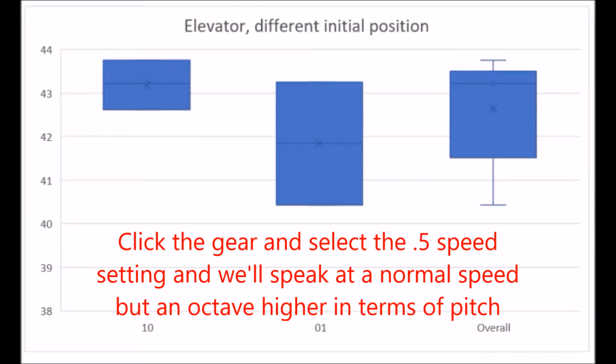As you can see, for the 1-0, which by the way is when the elevator starts up and the person starts down, we have a spread of about 1.1 seconds, since the times range from 42.6 to 43.7. For 0-1, which as I'm sure you can figure out is when the person starts on top and the elevator starts on bottom, we have a spread of about 2.8 seconds, from 40.4 to 43.2. Overall, this is a fairly normal spread.